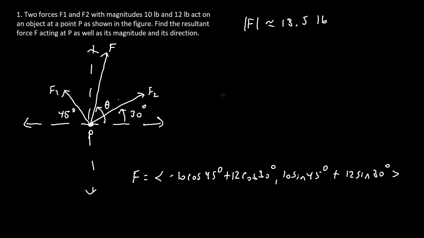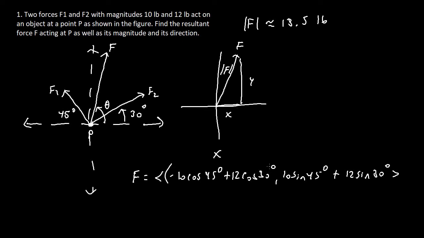So if I were to draw this triangle, or the vector f, one more time on a different coordinate plane, the resultant force looks something like this. We have already found the magnitude, and so we have the x component and we have the y component already. This is the x component, this entire thing, and this entire thing is the y component. And then we have our theta value that we need to find here.